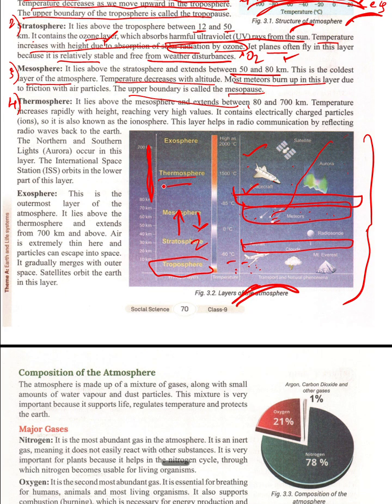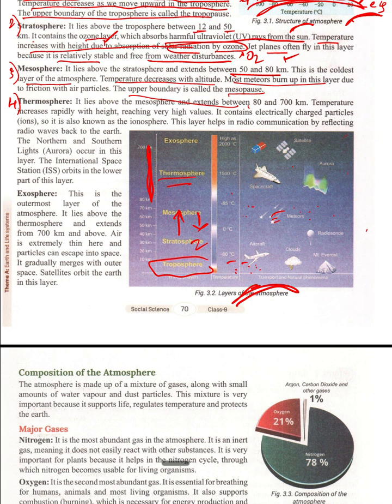One second, I would like to clear this for better understanding. The temperature increases rapidly with the height, reaching very high values. It contains electrically charged particles, ions, because it is reacting to the Earth's sun rays. So it is also known as the ionosphere. The air molecules are getting charged with the sun rays, heat.